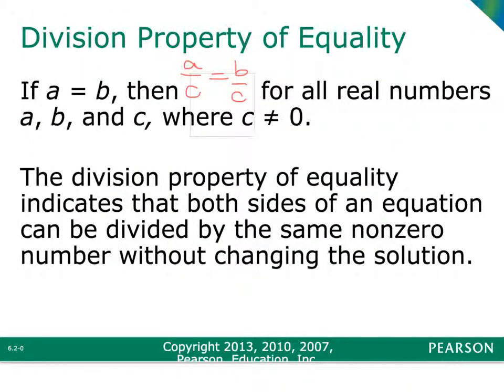The last property is the division property of equality. This just says you're allowed to divide the left-hand side and the right-hand side by the same number, and it will keep the equation balanced. You do have to be careful. You are not allowed to divide by 0.